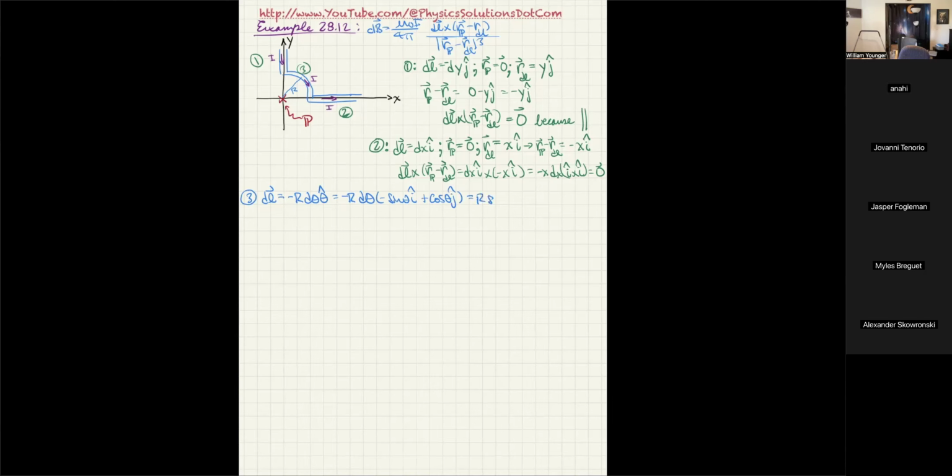r d theta times sine theta i hat, minus cosine theta j hat, like that. So now I have the dl vector, and I need the rp vector, which we already know. Rp is 0, but I need the r dl vector.